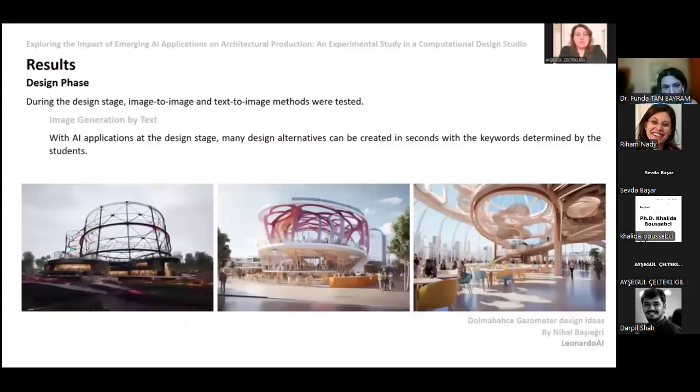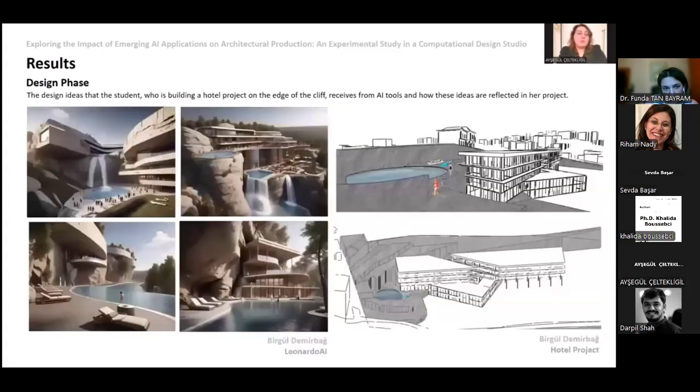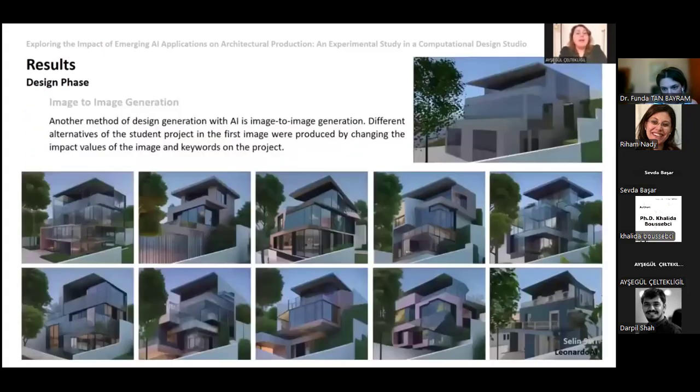During the design stage, image-to-image and text-to-image methods were tested. With AI applications at the design stage, many design alternatives can be created in seconds with the keywords determined by the students. You can see the design ideas that the student who is building a hotel project on the edge of the cliff receives from AI tools and how these ideas are reflected in her project.